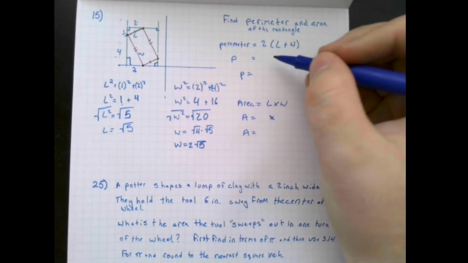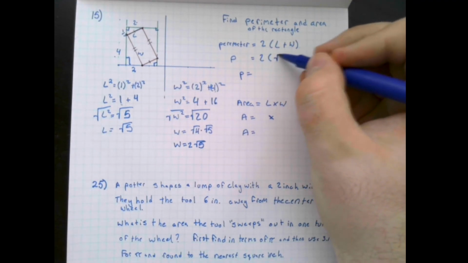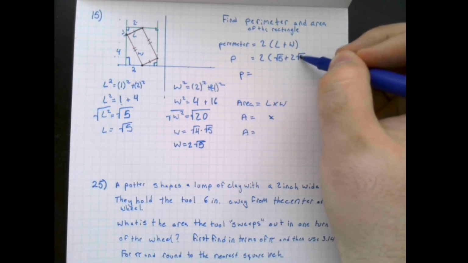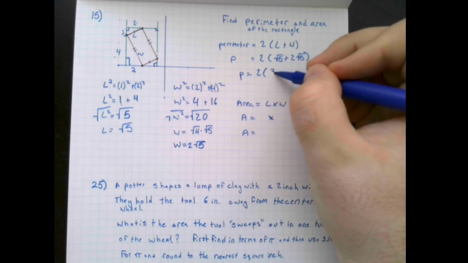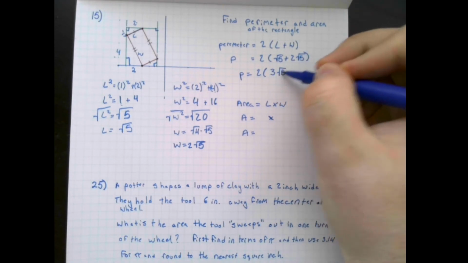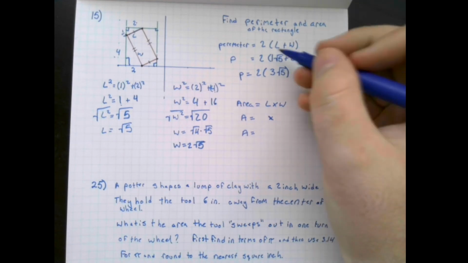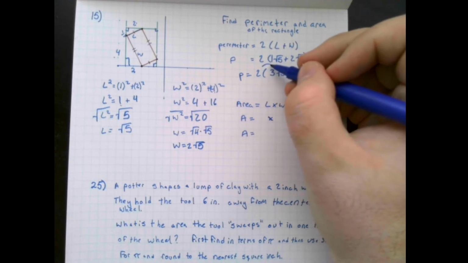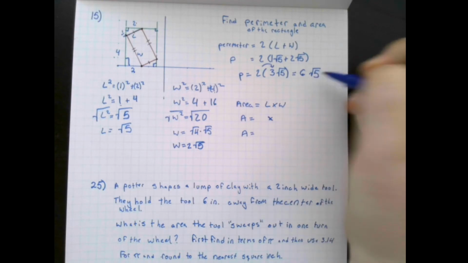Now, the perimeter is 2 times the length plus the width. The length is root 5 plus 2 root 5. Now, that will be 2 times 3 root 5 because we have the same square root here, so we can add the 1 that's in front of this. There's 1 of them and 2 of them. That makes 3 of them. 2 times 3 is 6 root 5.